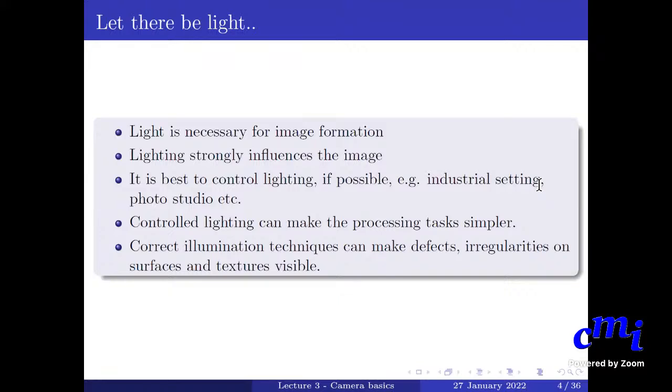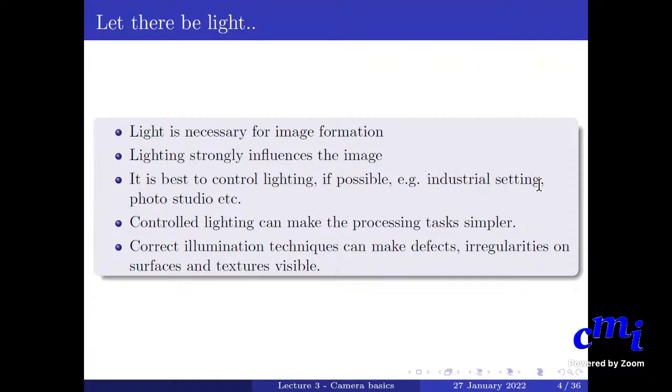Okay, so as we know, light is necessary for image formation and it strongly influences the image. When you go outside and take an image in daylight, you have no control over the lighting. Drone images, for example, depend highly on the sort of day it was. If it's a cloudy day, you will have a different kind of image than on a bright day. So in that circumstance, it is not possible to control lighting.